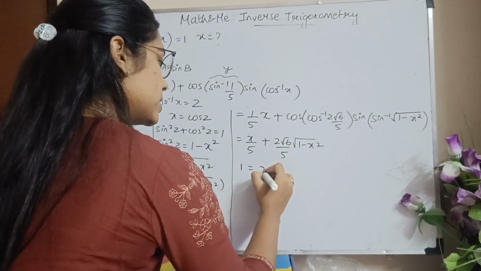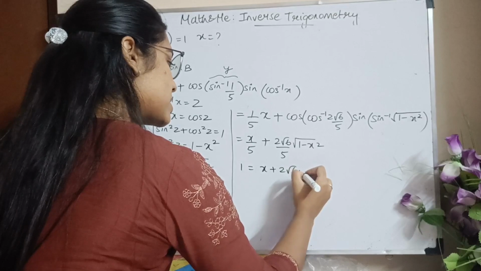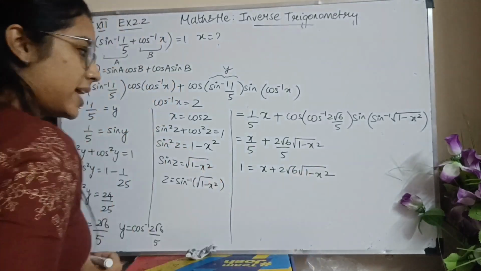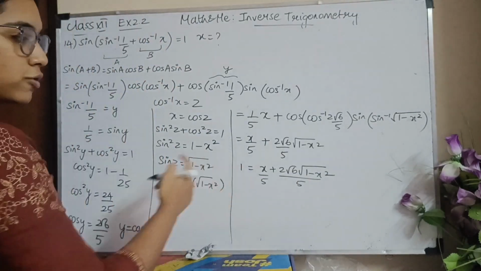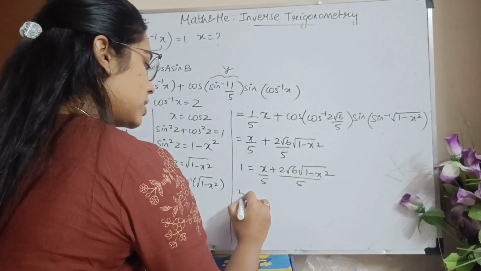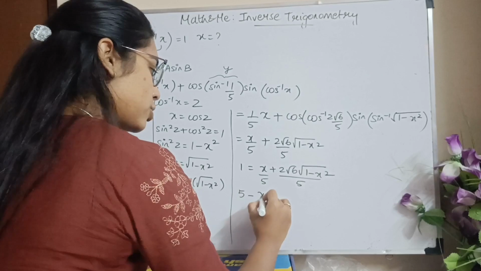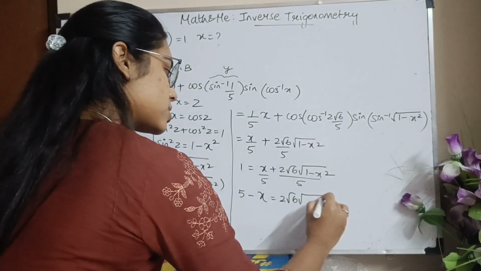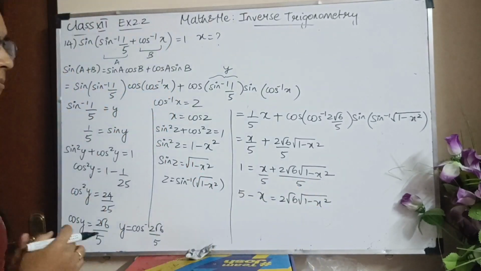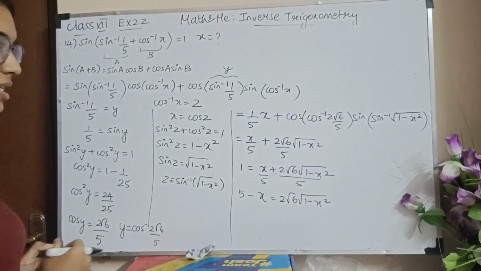I have 1 equals x plus 2 root 6 square root of 1 minus x square, divided by 5. When I take the LCM, the 5 goes to the other side. So what am I left with? 5 minus x. I am going to bring the x to the other side. 5 minus x equals 2 root 6 square root of 1 minus x square. Okay, I am going to square it on both sides now.